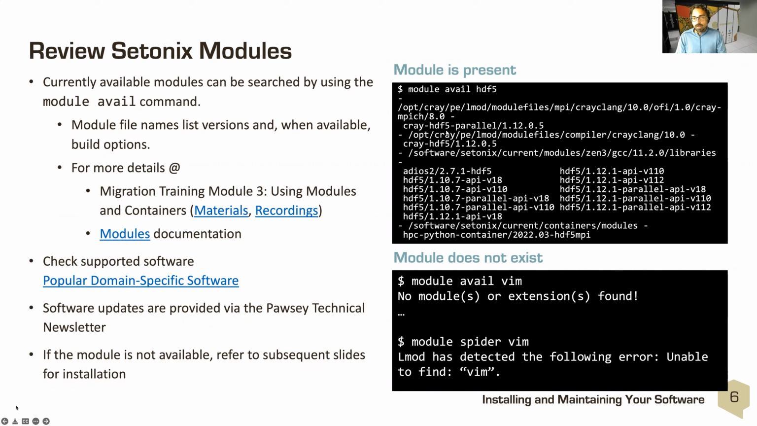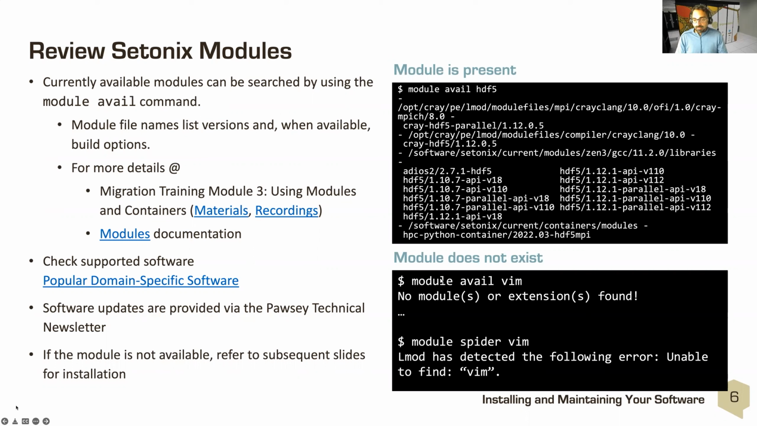You can see module avail. It will point to some Cray provided modules, so Cray HDF5, Cray HDF5 parallel, but also a large number of HDF5 interfaces provided by Pawsey that support different APIs and different parallelisms, or I should say, at least in the HDF5 case, parallel and non-parallel, along with some containers that might contain some HDF5, right?